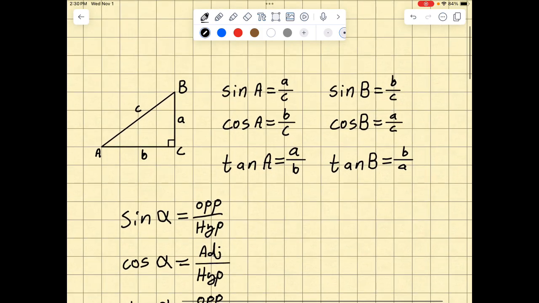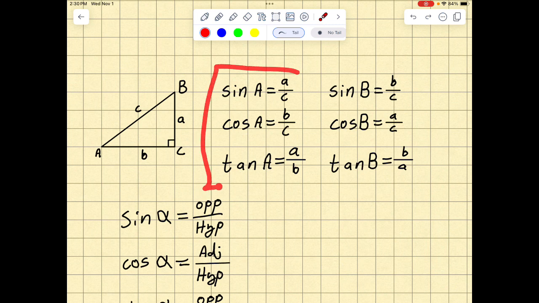So here we have our various options. If we're looking at angle A, we have a couple of statements we can write: a sine, a cosine, and a tangent, as shown here. The opposite is lowercase a over the hypotenuse, c. For cosine A, we have the adjacent side, b, over c. And for tangent, we have lowercase a over lowercase b.